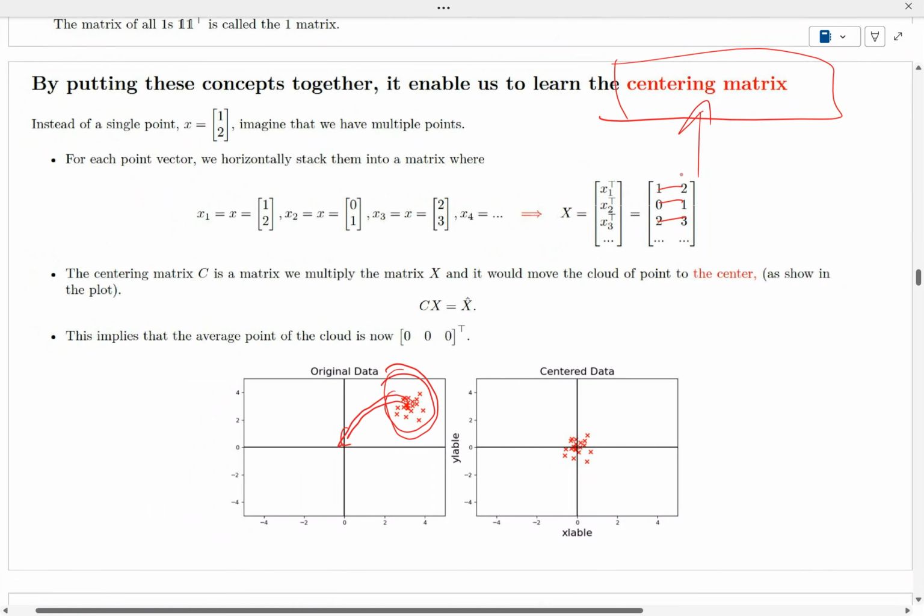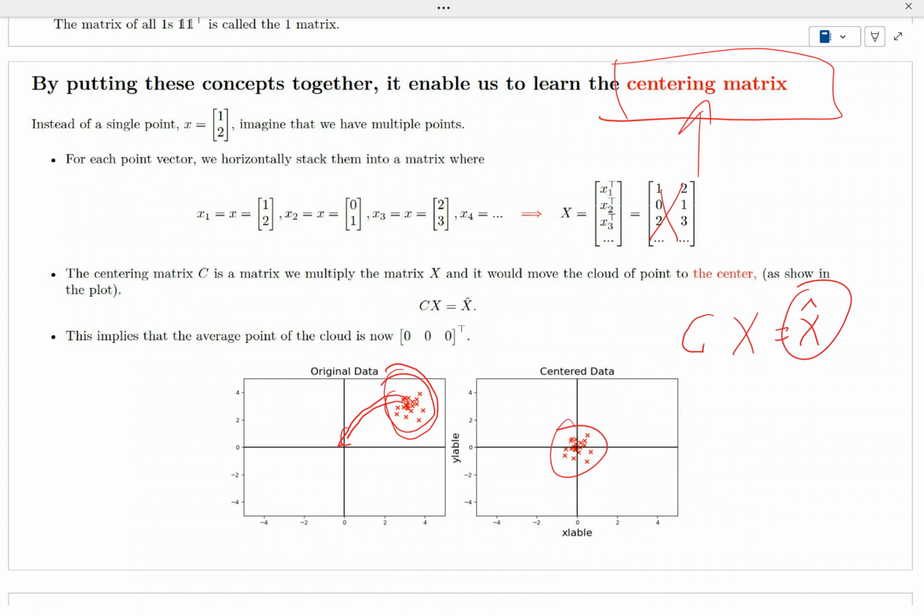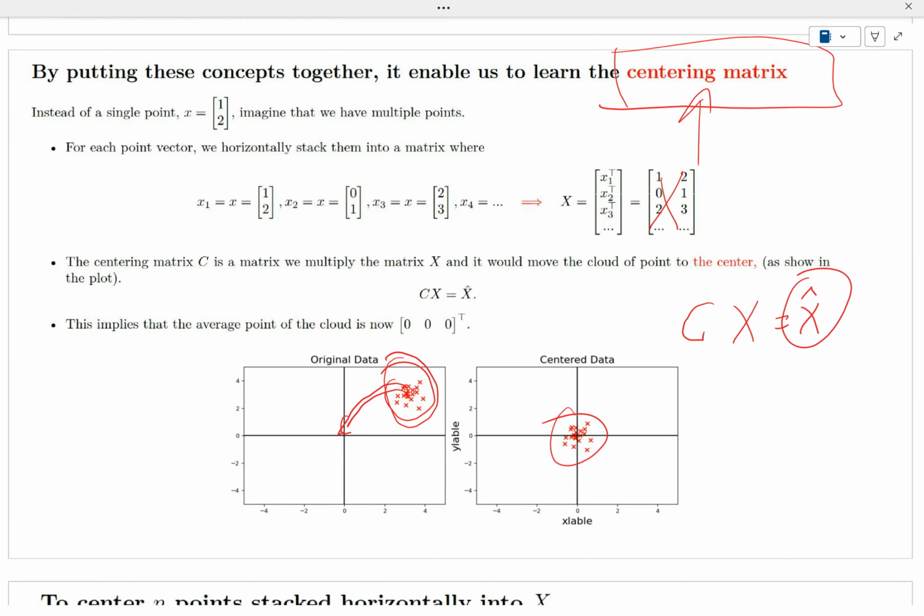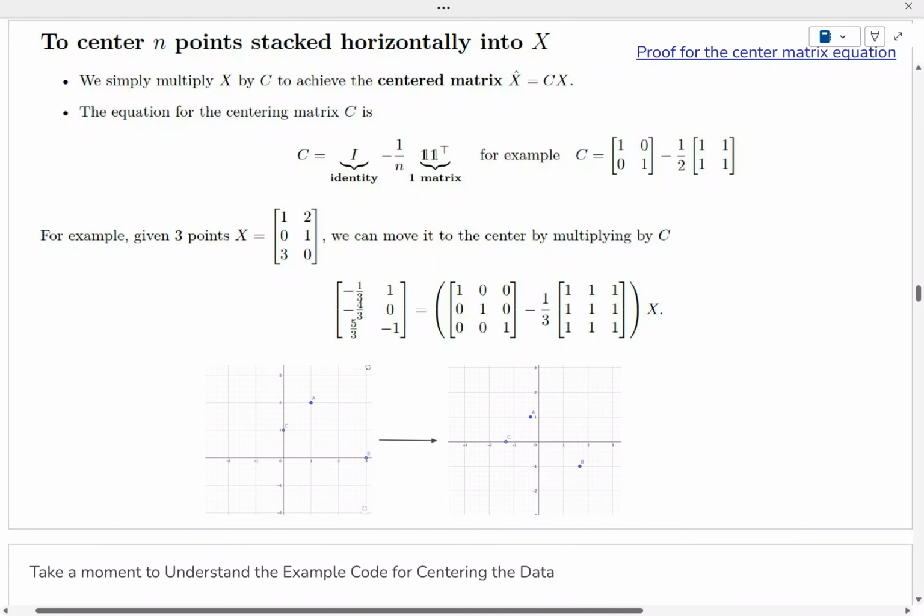So essentially, you have this data, right? X. All you do is multiply by the centering matrix, and now you will result in the data that moves to the center right here. Now, I'm going to show you later why moving the data to the center is useful. But for now, you need to know the definition of a centering matrix.